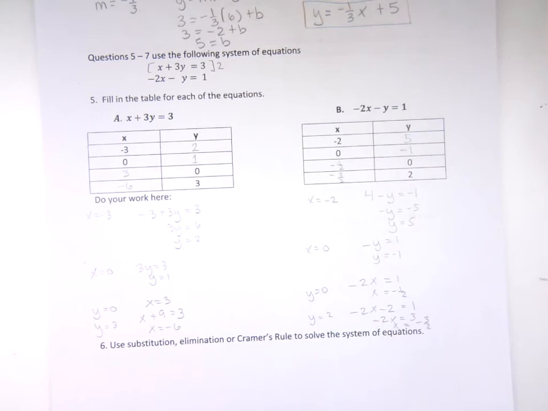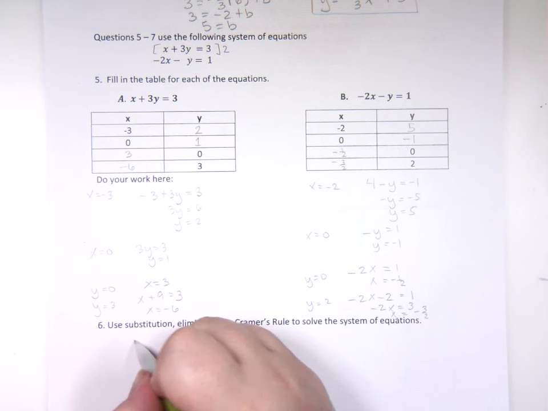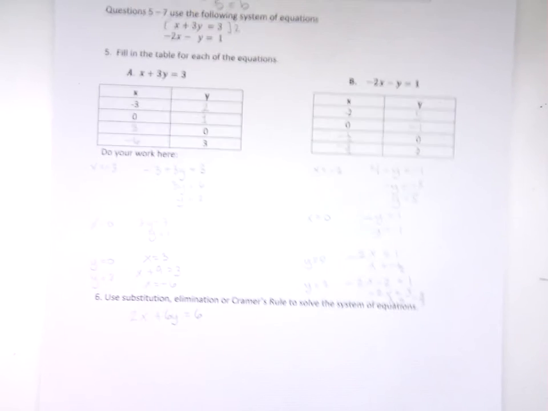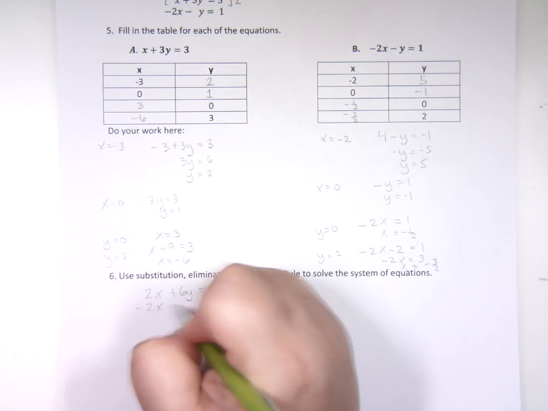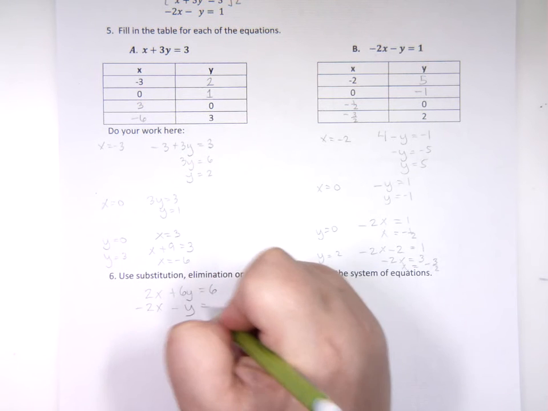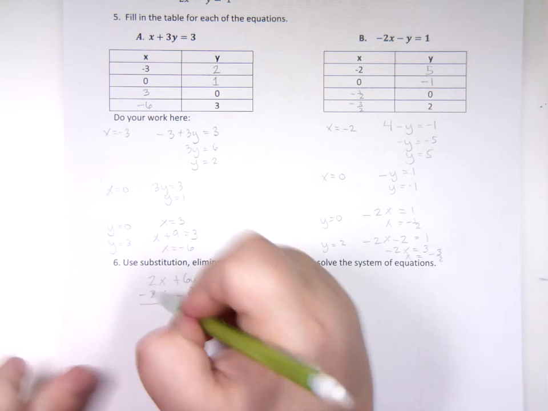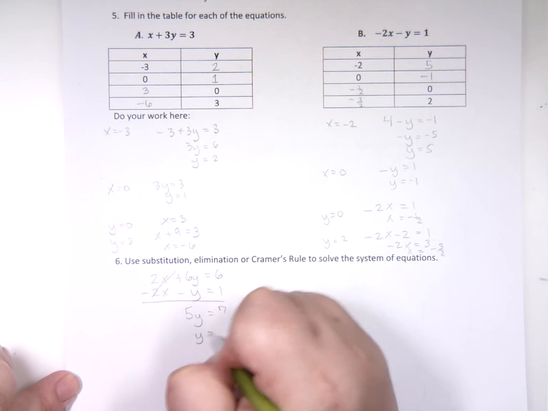Multiplying that equation up there by 2 gives us 2x plus 6y equals 6, and then we copy down the other one underneath, minus 2x minus y equals 1. Okay, so the x's cancel. We've got 5y equals 7, so y equals 7/5.